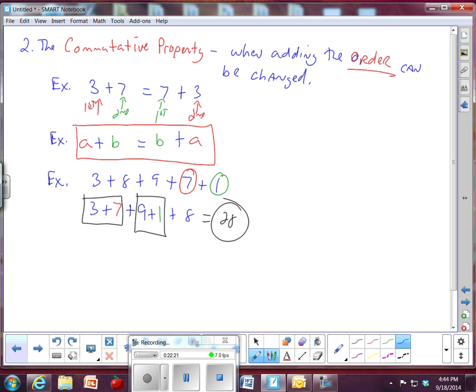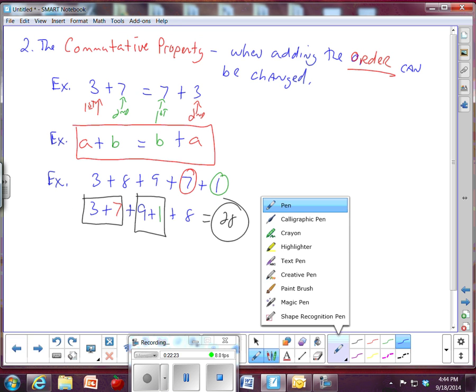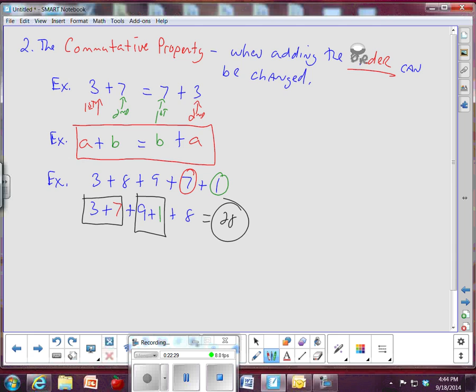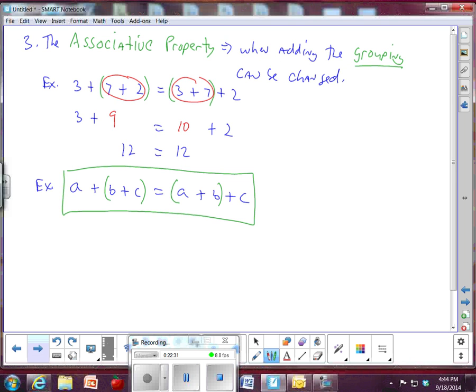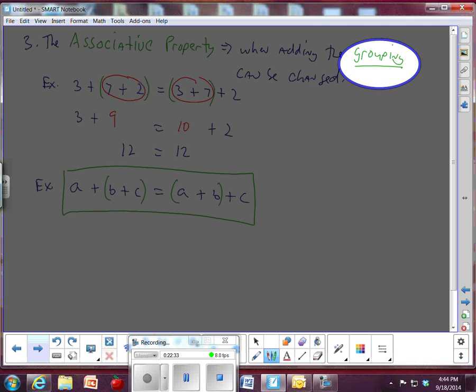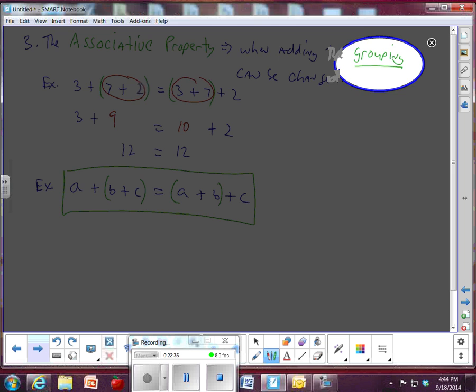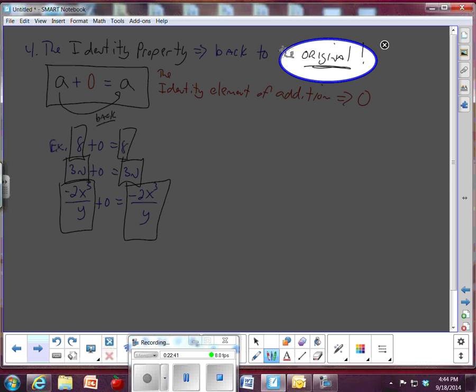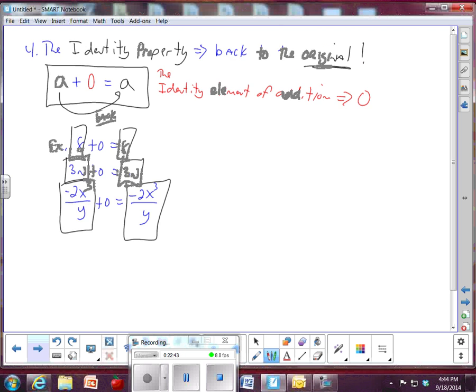And guess what? The commutative property is going to be just the same. When you're multiplying, you can change the order. That's what's going to happen in multiplication. And with the associative property, when multiplying, you can change the grouping. And with the identity property, when multiplying, you'll get back to the original. They won't change.